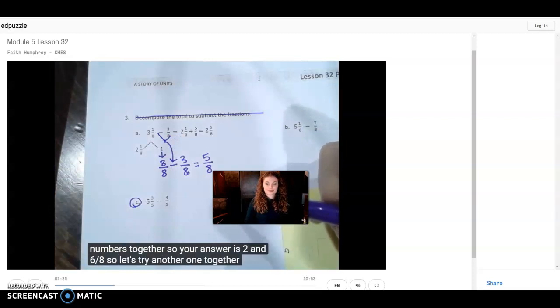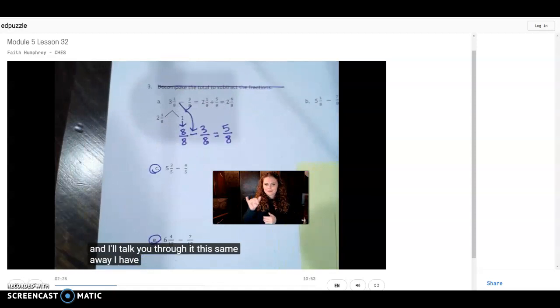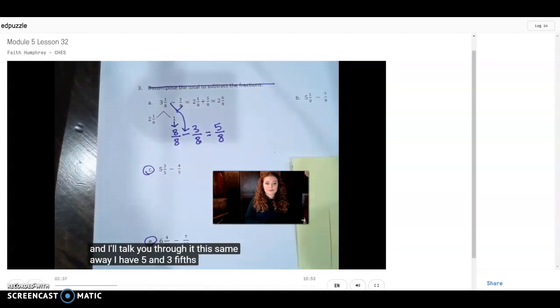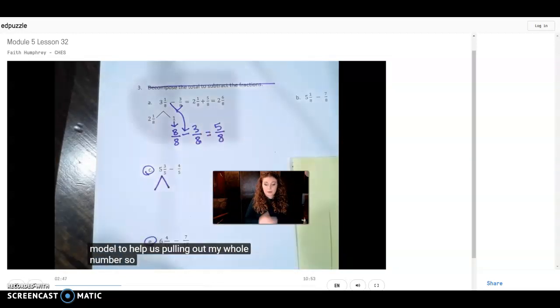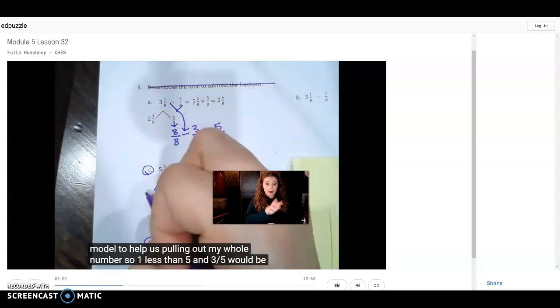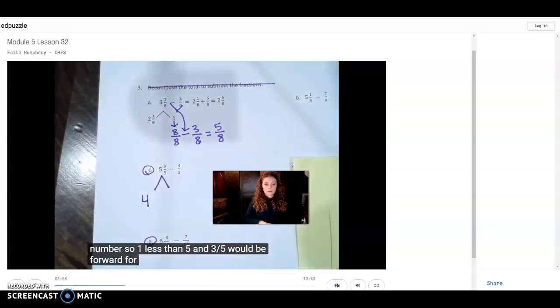So let's try another one together, and I'll talk you through it the same way. I have 5 3/5 minus 4/5. Now you remember on A, let's use that as our model to help us. I'm pulling out my whole number. So 1 less than 5 3/5 would be 4 3/5.